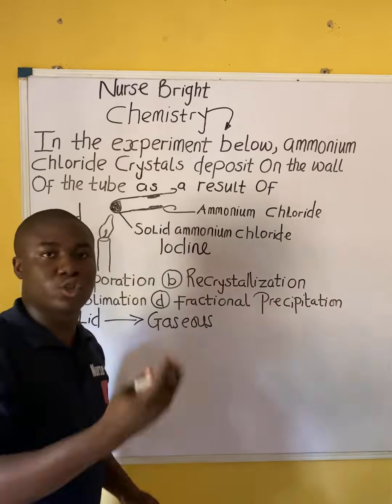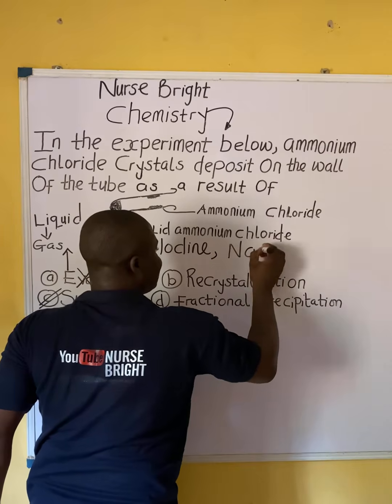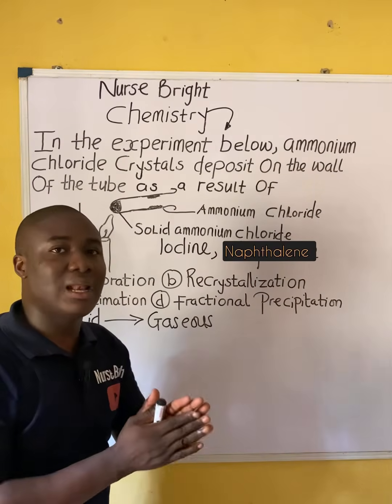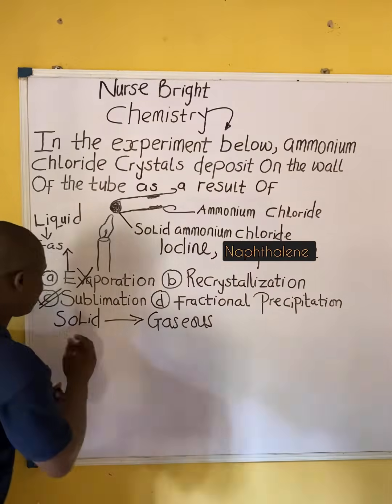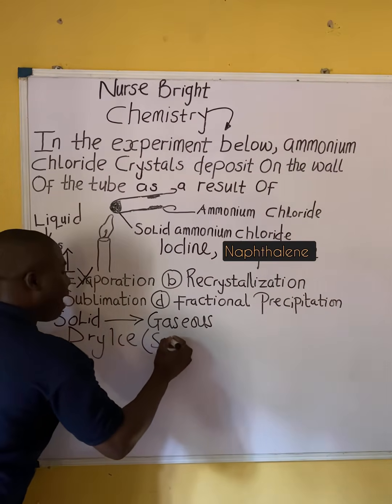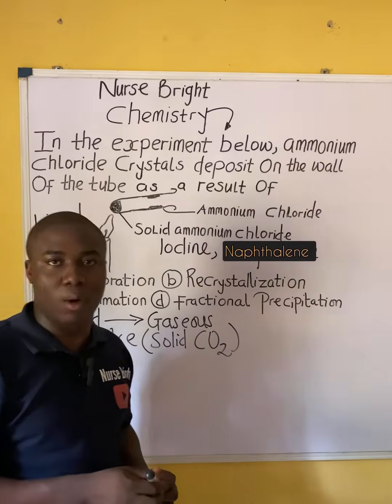Iodine also undergoes sublimation. Even this substance called naphthalene, all right? Not just naphthalene, we have other substances like dry ice, all right? Dry ice, which is the solid form of carbon dioxide, also has the ability to undergo sublimation.